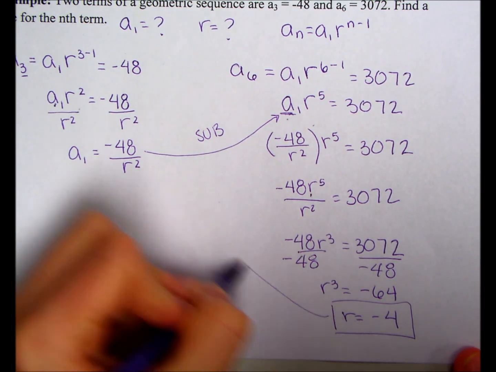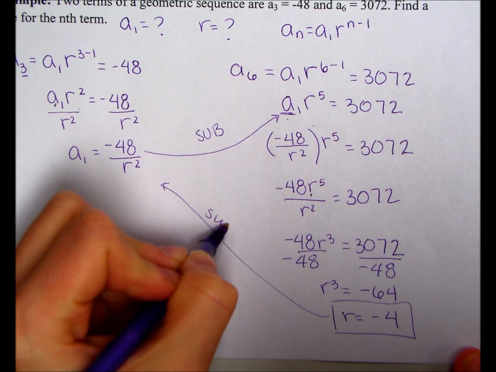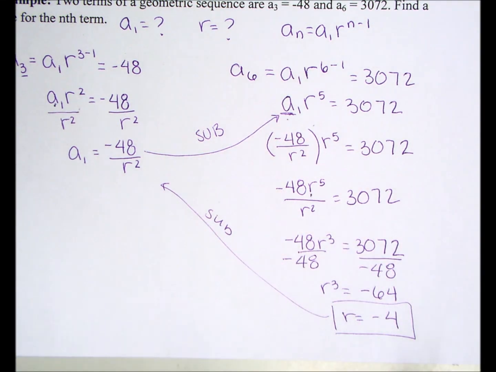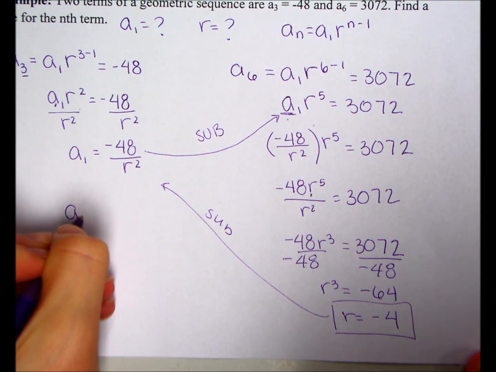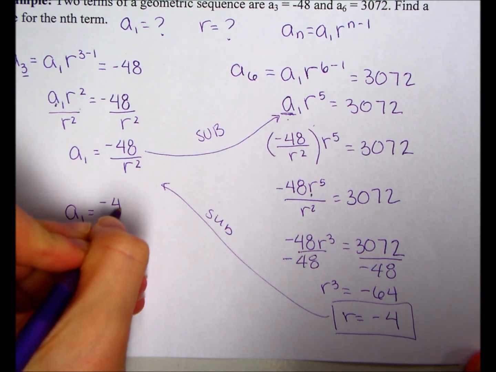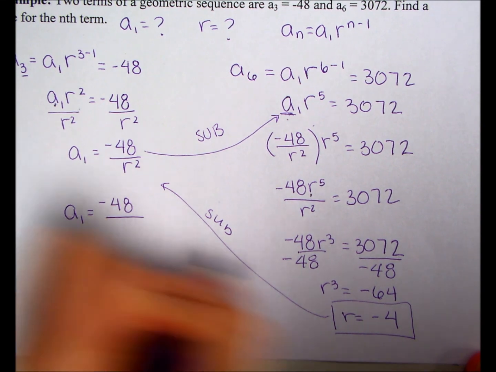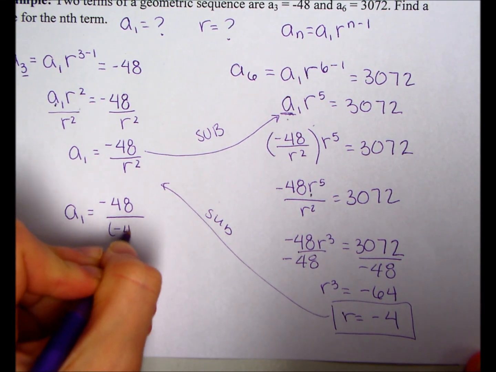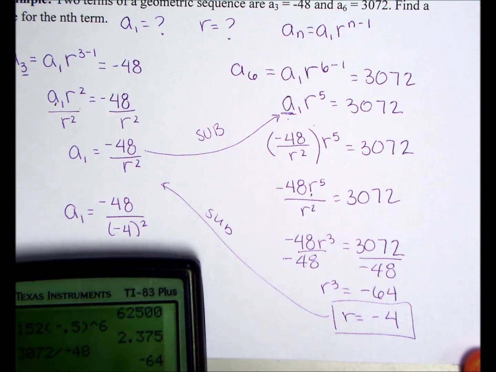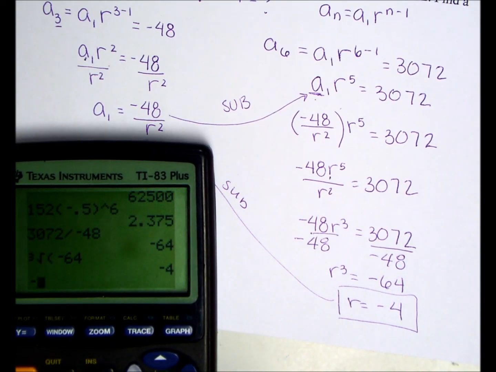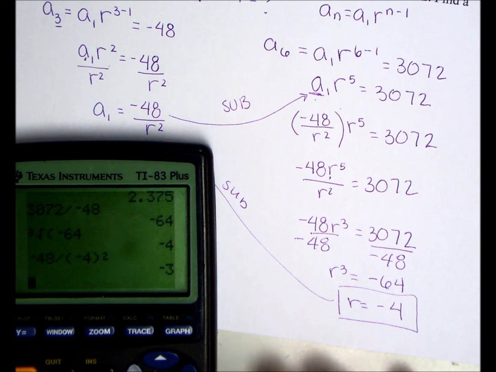So I'm going to do another substitution back into the thing that I originally substituted with. So I have a rule for a sub 1. It's equal to negative 48 over r squared. And I said r was negative 4, and I'm going to put this in parentheses so I know to do that in my calculator. So I have negative 48 divided by negative 4 squared, negative r squared.